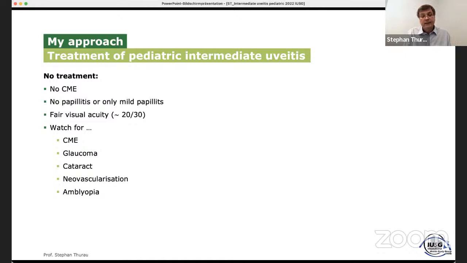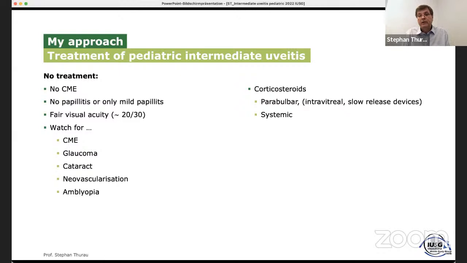And in single-sided intermediate uveitis, also it's important to check for amblyopia because these are small kids and sometimes they are young and the visual acuity is not really stabilized. My first choice would then be to go into corticosteroids as a topical or local treatment, parabulbar treatment. Systemic corticosteroids, of course, are important if there is cystoid macular edema and you have bilateral disease. And rarely we have to go into immunosuppressive treatment with methotrexate, CYA, a TNF blocker.